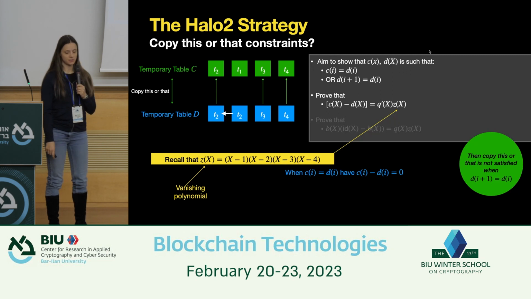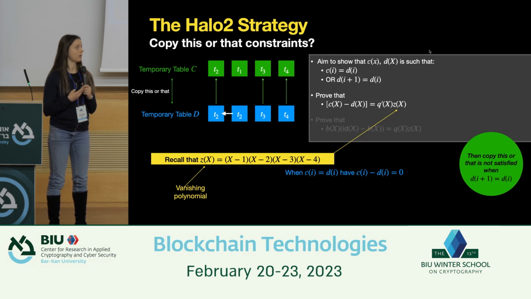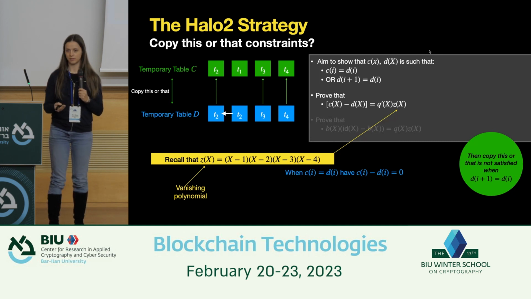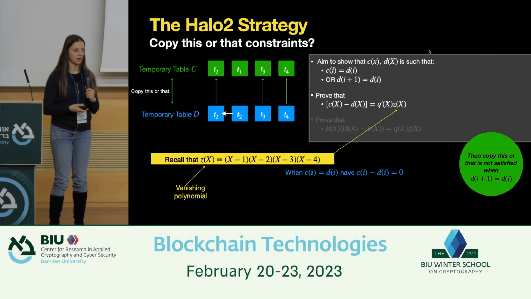However, in this particular situation, this equation is not going to be satisfied in the situation where D of i plus 1 is equal to D of i, which is a value which it is allowed to take on. So we're going to have some situations where the prover isn't able to convince the verifier. So we're going to need to be just a little bit smarter than this.